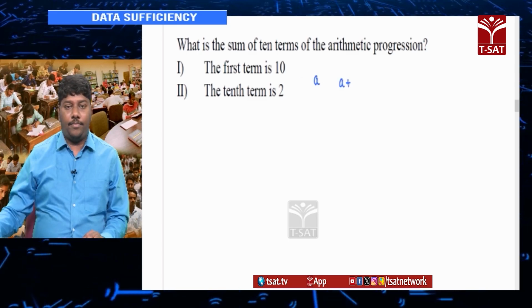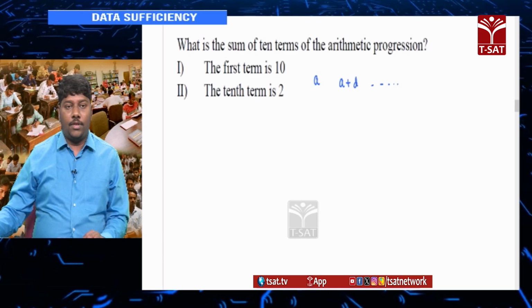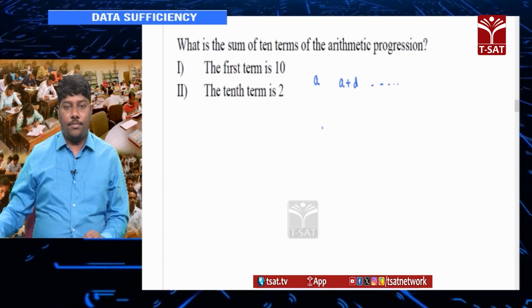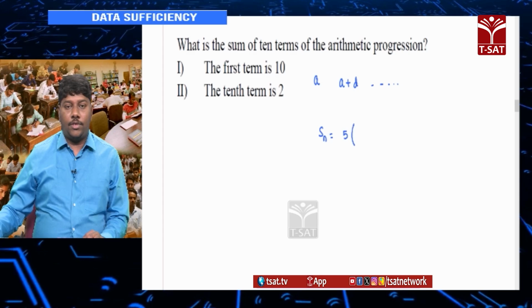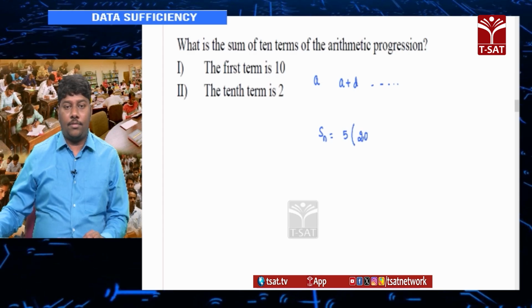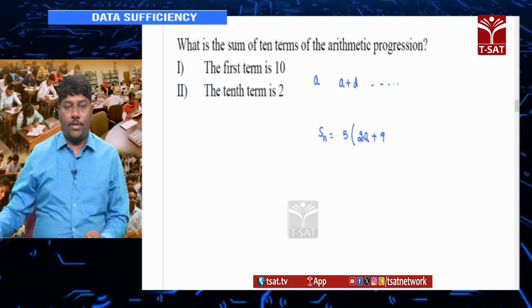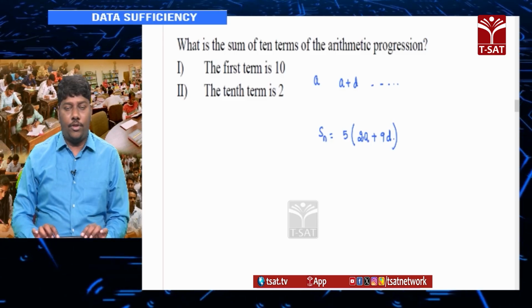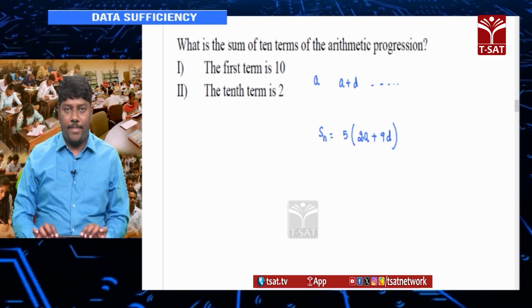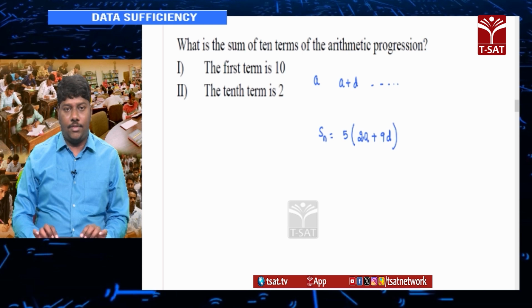A plus D and so on. Sum of 10 terms means Sn is equal to 10 by 2 into (2A plus 9D), because it is (n minus 1) into D, right. So, what are the things that you need to know? You need to know the first term, that is A. You should also know the difference, that is D.